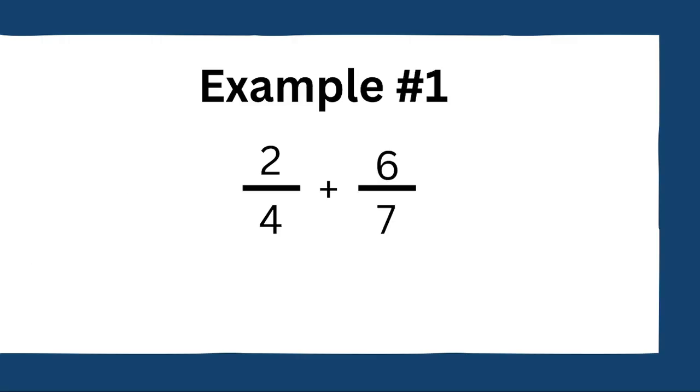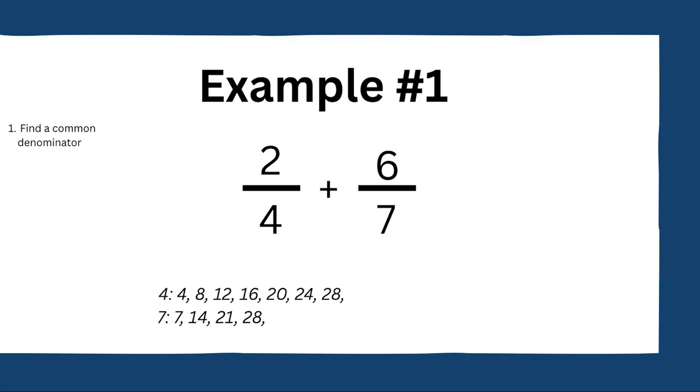So going on to our first example, I have 2 over 4 plus 6 over 7. They have unlike denominators. Now my first step will be to find a common denominator. And to do this, I'm going to write out a list. So I have a list of 4s and I have a list of 7s. These are all multiples. So I see that both 4 and 7 stop at 28 because that's the common number they share, the common denominator. So since this is my new common denominator, I know for my new fraction, I'm going to add that at the bottom.